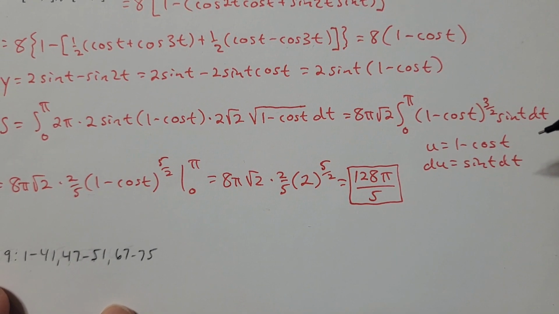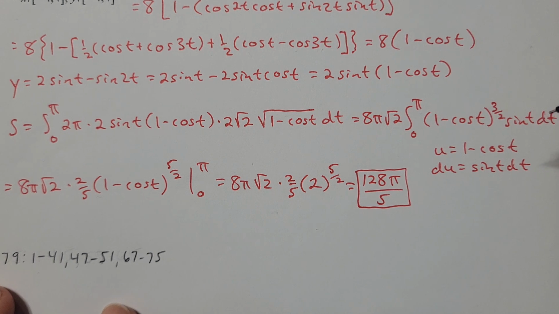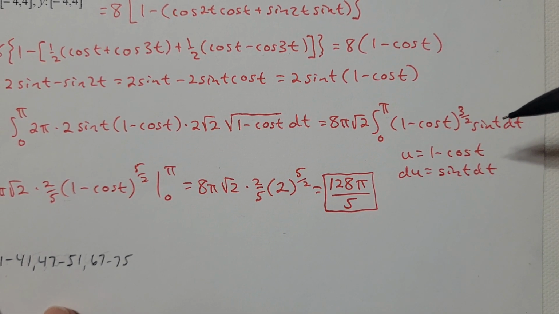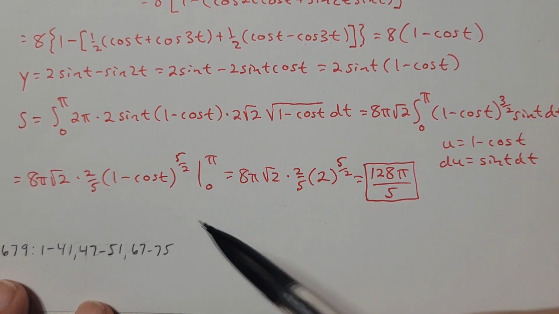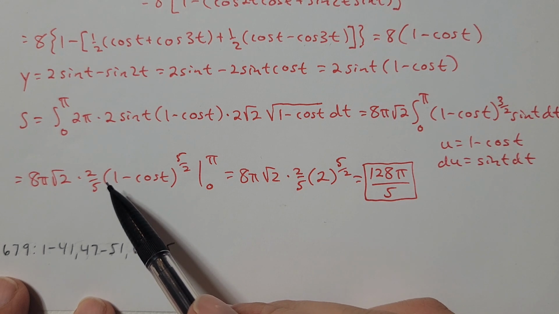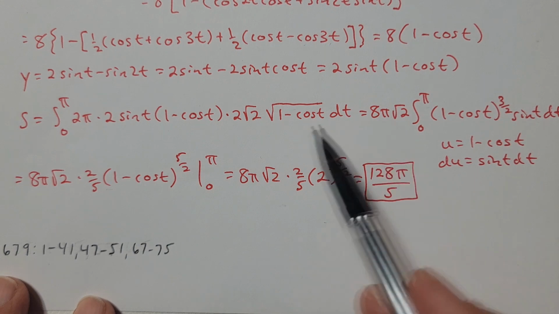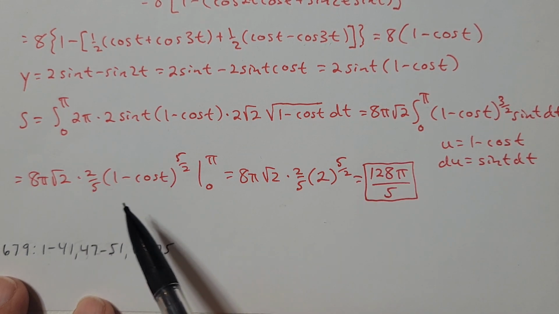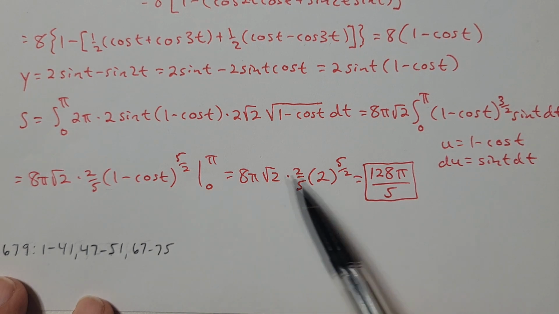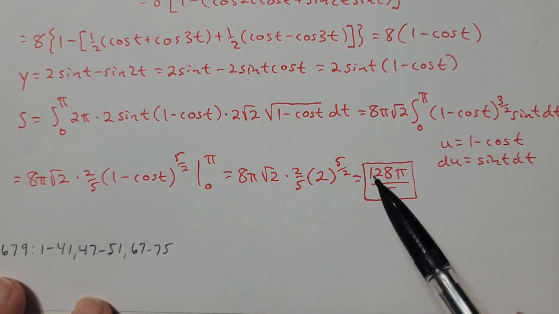And so we would be integrating u to the 3 halves power, right? So that'd be u to the 5 halves times 2 fifths, and 8 pi root 2, that's in front of the integral, so that's in front of the antiderivative. And go ahead and replace u. u is 1 minus cosine t. We're going from 0 to pi.